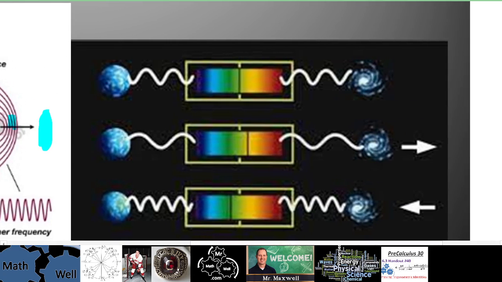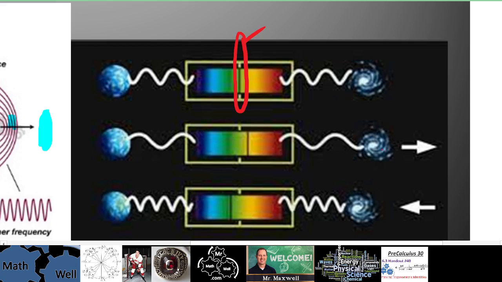Okay, so let's move over here. This diagram is showing a spectral line. Let me see if I can highlight this. A spectral line right here, which is a specific frequency. And when an object, let's say a galaxy, is not really moving away or coming towards the Earth, we would expect spectral lines of light to be in a certain position.